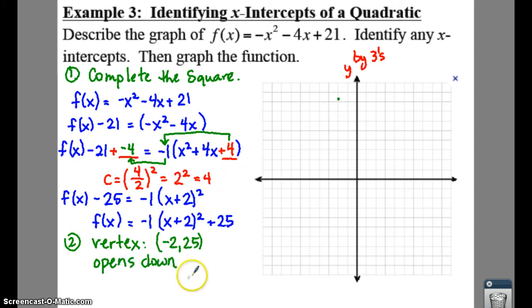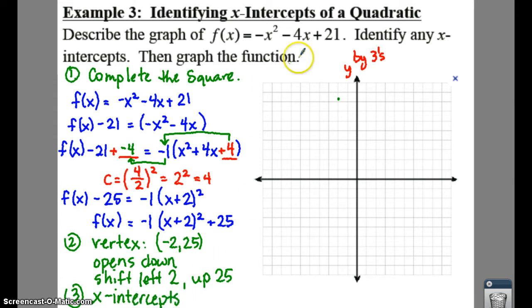This opens down. It is shifted, so we have a shift left 2 and up 25. And we also need to say if we have any x-intercepts. In order to find some x-intercepts, we can find them by factoring. In this case, we can find them by factoring because we can actually factor this function up here.